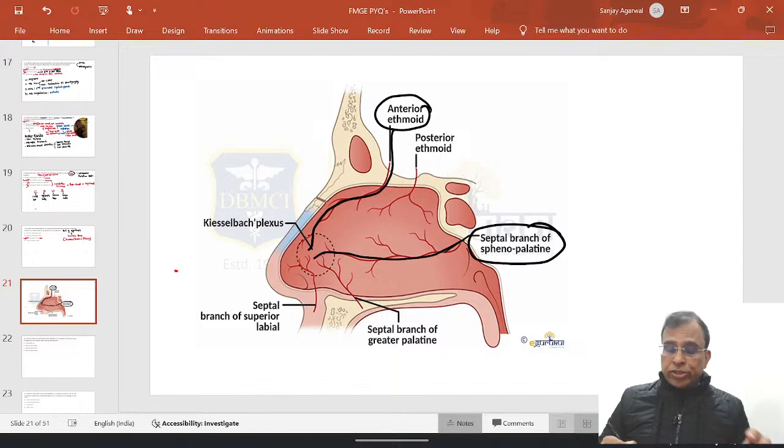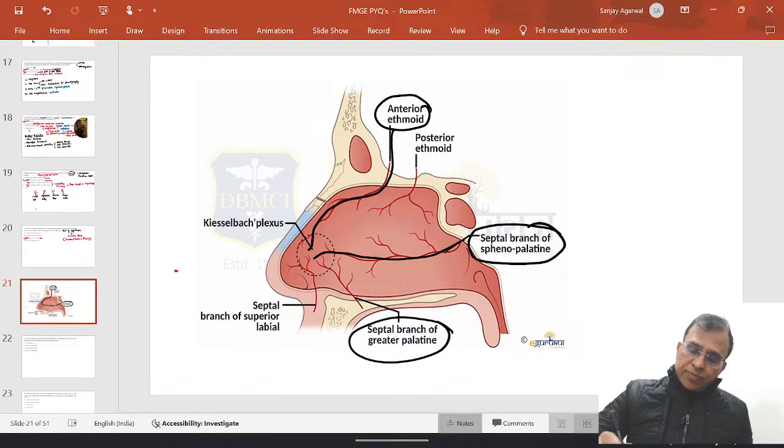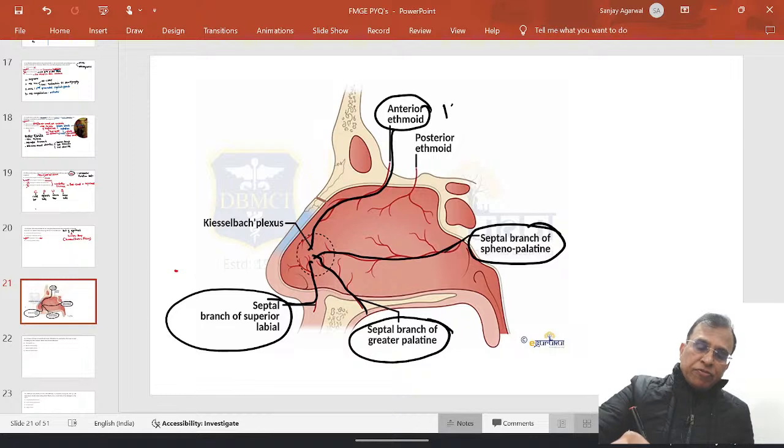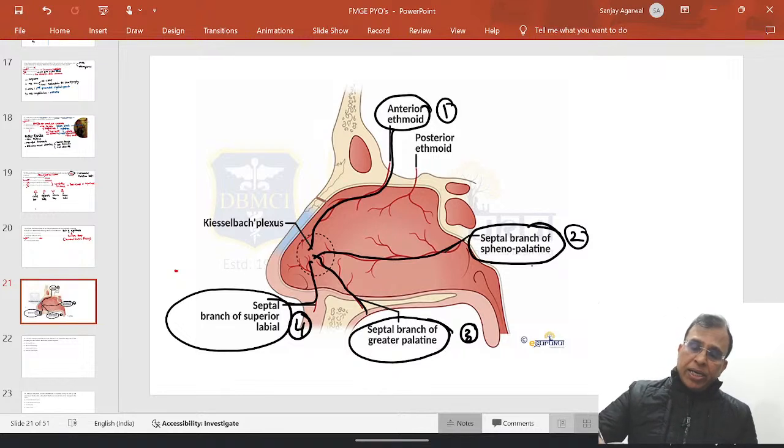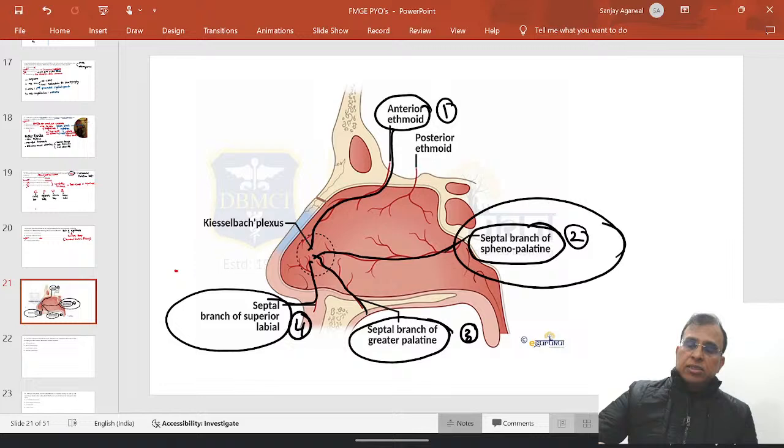This is the answer in that question. The third is this artery, septal branch of the greater palatine artery, and one is this artery, septal branch of the superior labial artery. So the other thing you have to remember is which are the 4 arteries that participate in the formation of Kiesselbach's plexus. So all of them can cause epistaxis from Little's area, but mainly this one. This is the correct answer in most cases.